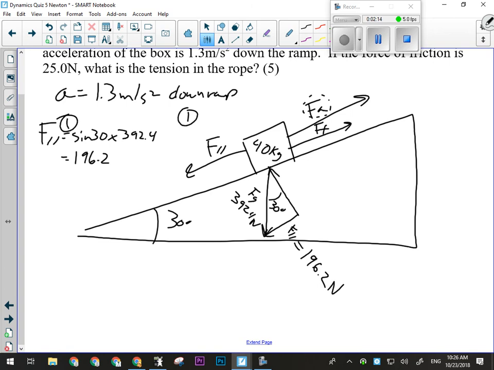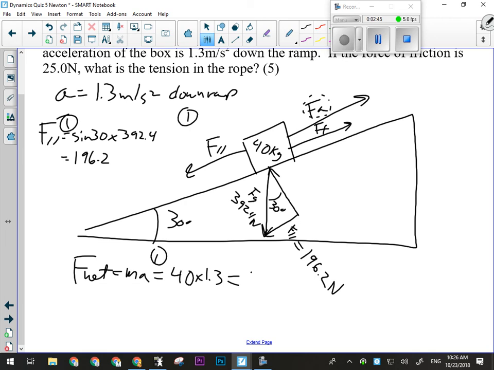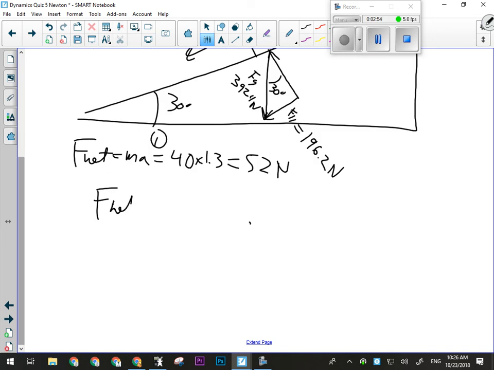Our next mark, we have to calculate our net force. What method am I going to use for that? Sum of all forces or m times a? m times a. I don't have all the forces yet. I'm going to use the net force from m times a to do the sum of all forces to get my missing force. So m times a, that'll be 40 times 1.3, so you can give them a mark for that. Our net force is 52 newtons, down the ramp.